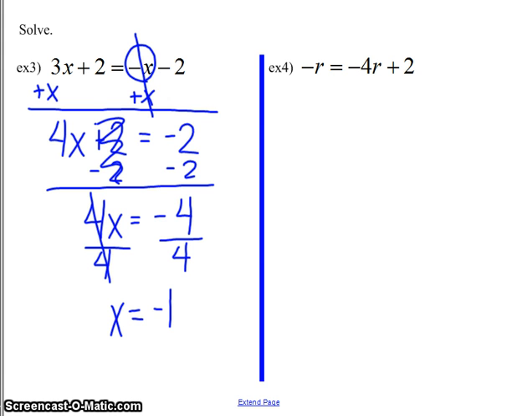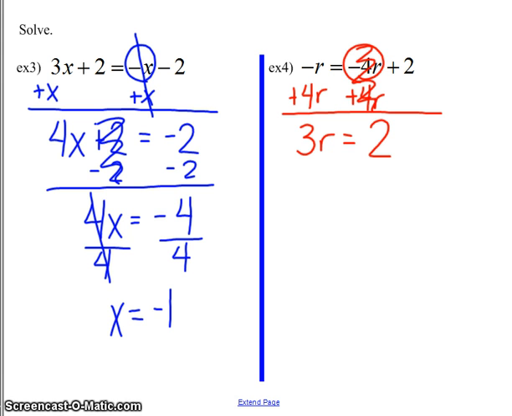Example 4. Negative 4r. I see that is on the right-hand side. I immediately want to take care of that, move it to the left, and I'm going to do so by adding a positive 4r to make it cancel from the right-hand side. That's going to give me a 3r on the left and a positive 2 on the right.